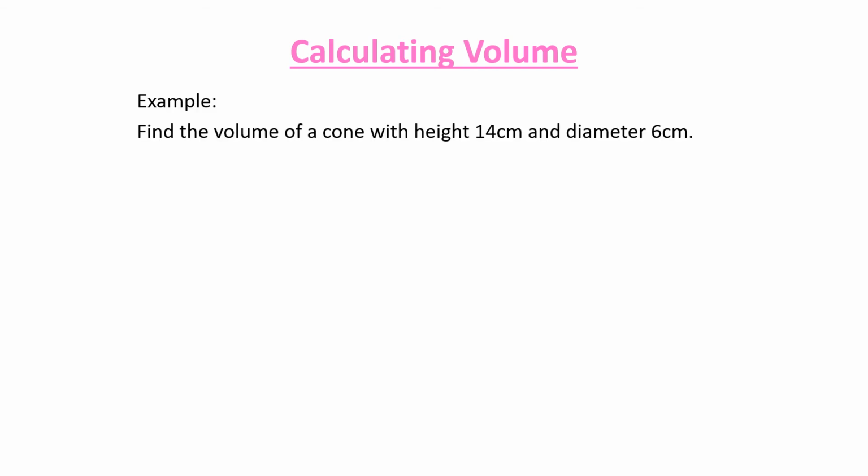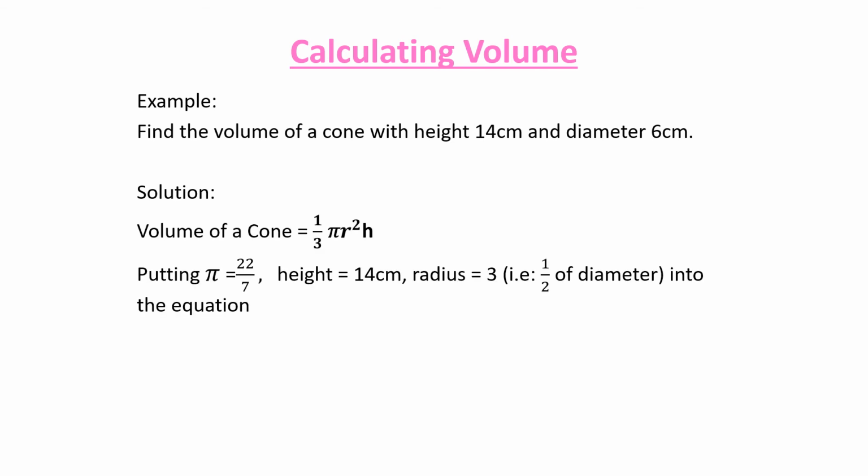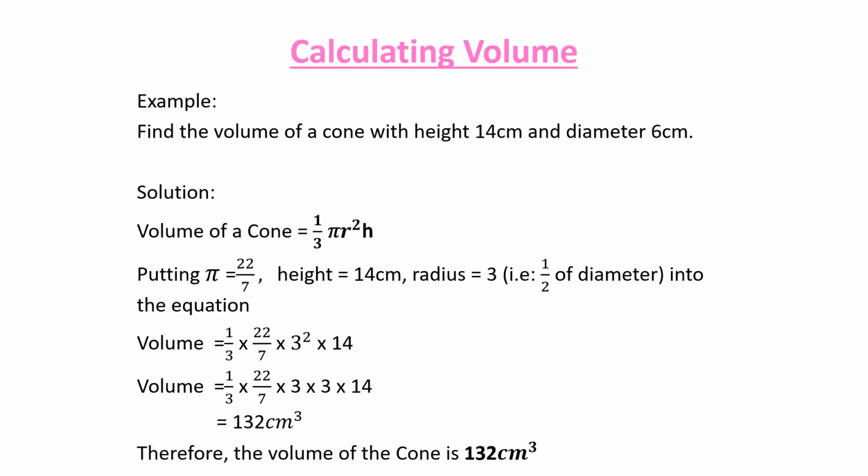Another example. Find the volume of a cone with height 14 cm and diameter 6 cm. Solution. Volume of a cone is calculated as 1/3 pi r square h, with r representing the radius, and h standing for perpendicular height. In our question, we were given height to be 14 cm, and radius, which is half of our diameter, as 3 cm.